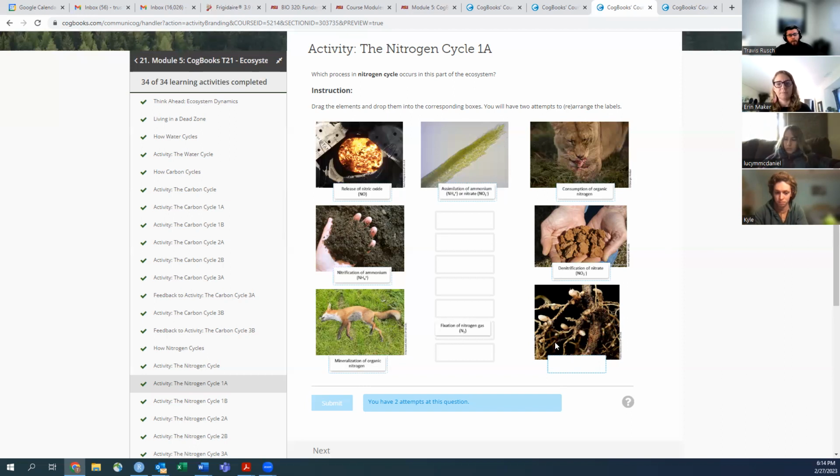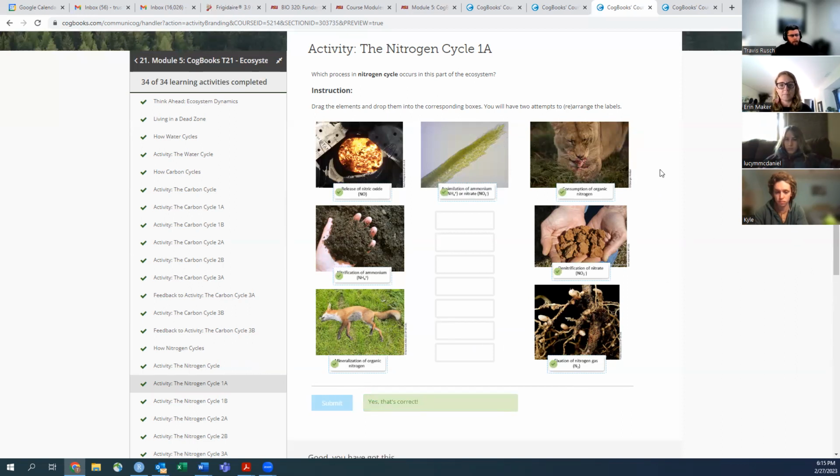Yeah, so in general, this is a root system, right? As you said, these bumps are the nodules, and that's where fixation of nitrogen gas is taking place in the root system. Yeah, and we got them right.